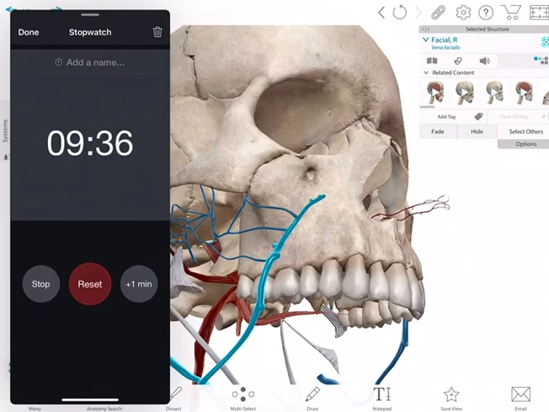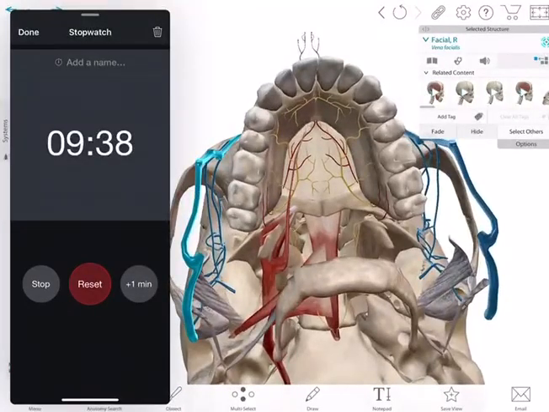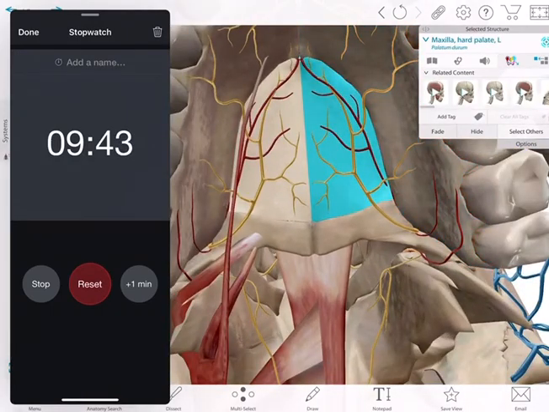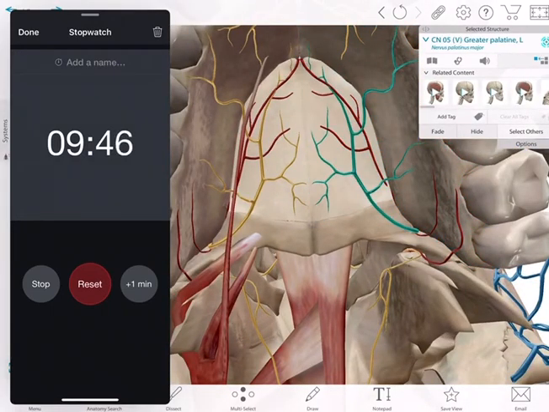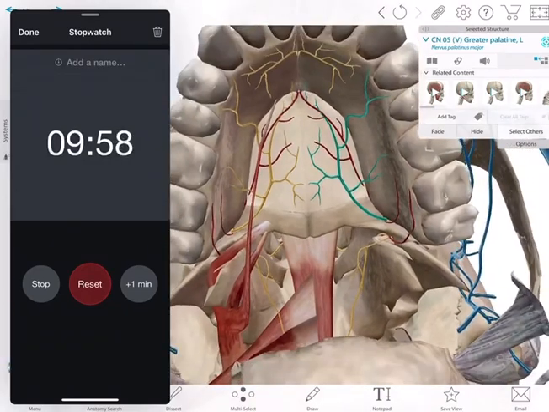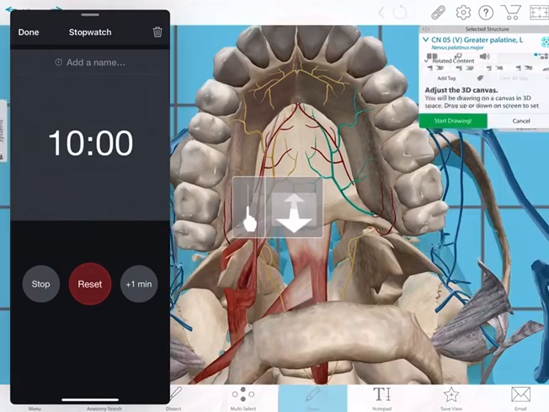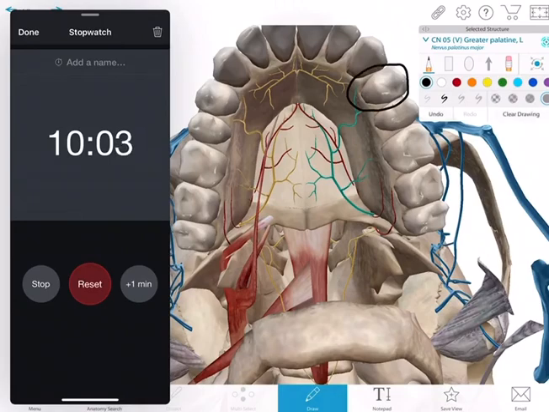The nerve supply is the greater palatine nerve. Here we can see the greater palatine nerve. The greater palatine nerve will supply the hard palate and the gingiva just up to the first premolar tooth, as we can see here. Here is the first premolar tooth, and the greater palatine nerve will supply the gingiva of the upper arch until we reach the first premolar tooth.